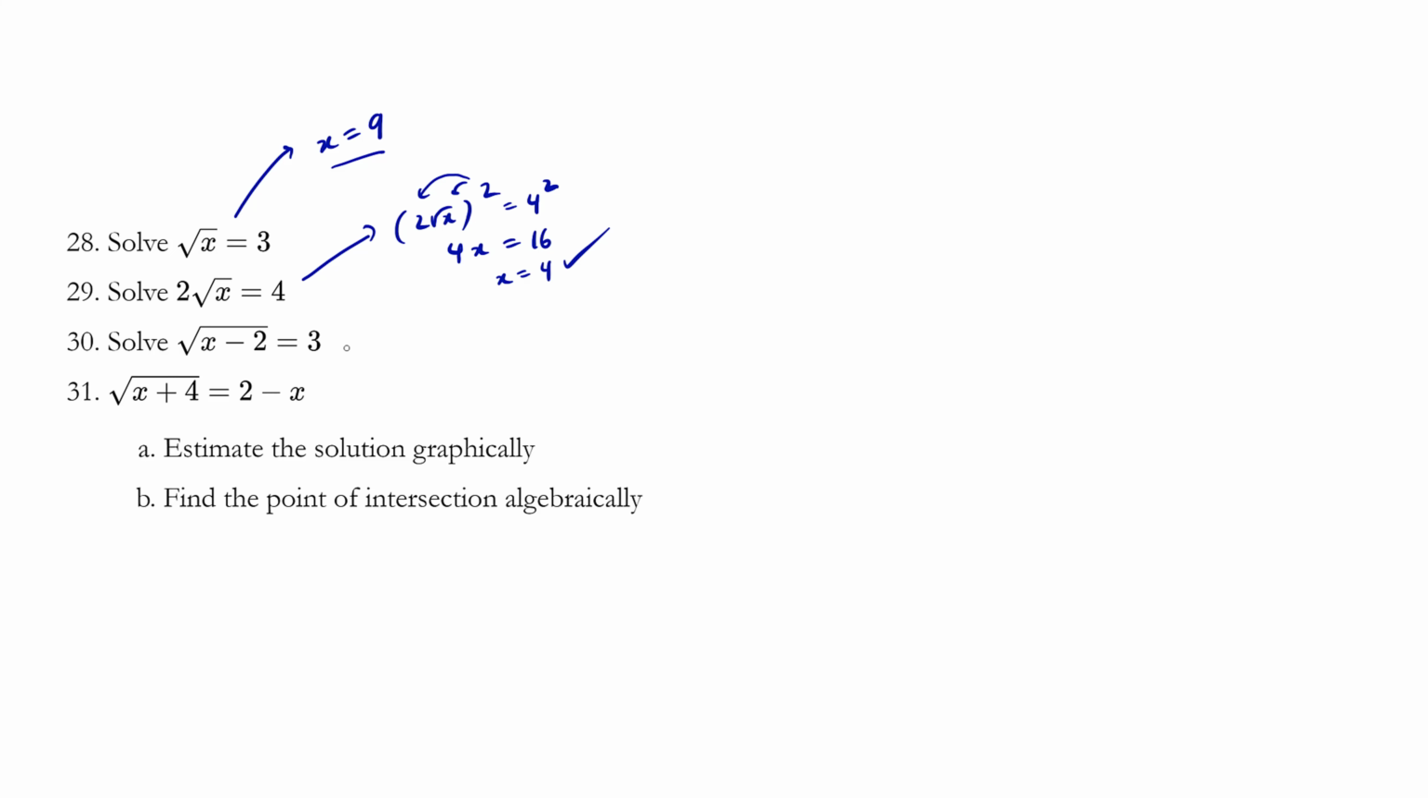Okay, so now let's try number 30. Again, we're going to square both sides. Squaring fights the radical, so it disappears. 3 squared is 9. Move the negative 2 over, it becomes a positive 2. 9 plus 2 is 11. So we have x equals 11.